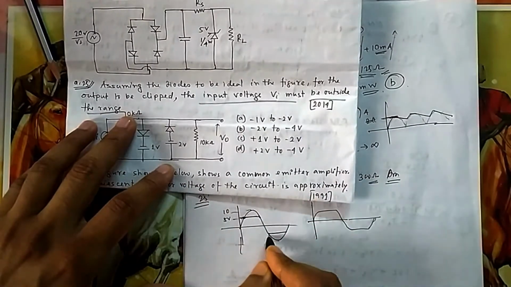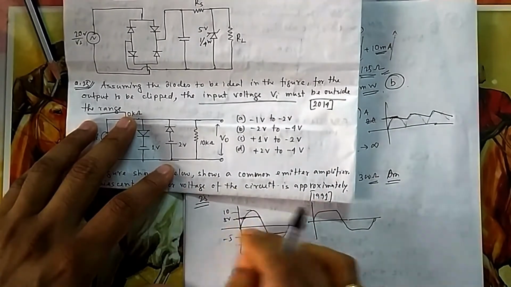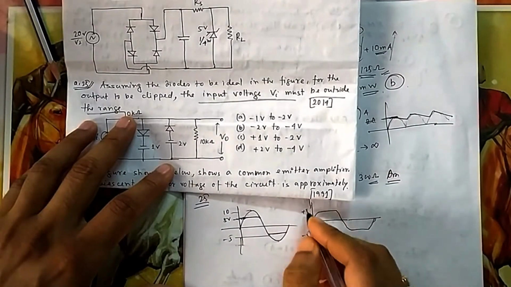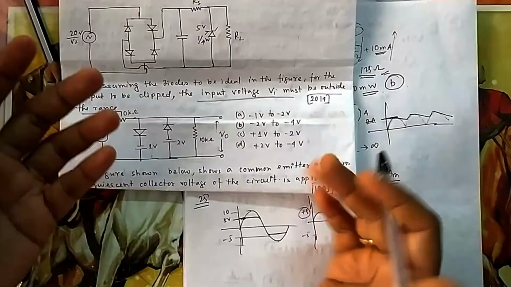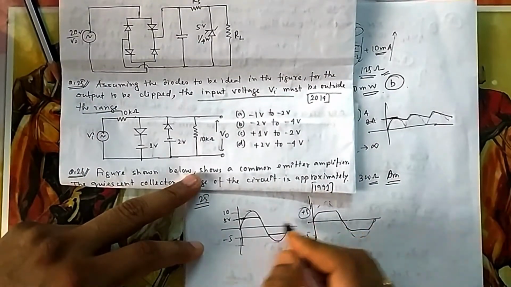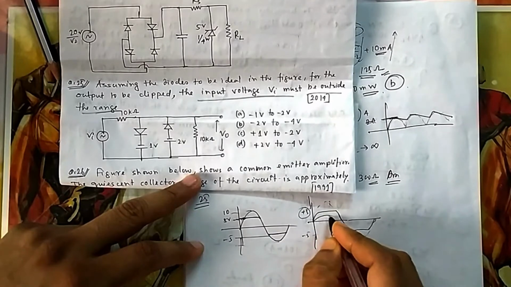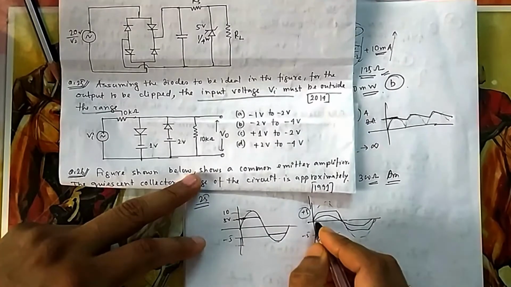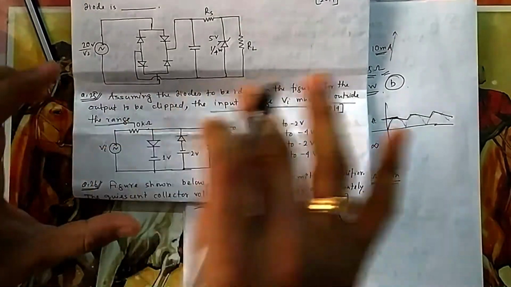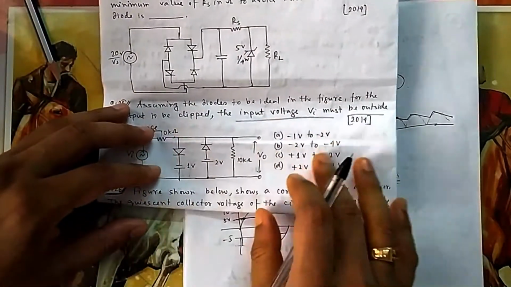Suppose it is clipped between 5 and minus 5. It is clipped at plus 5 and in the lower portion at minus 5. So my input voltage should be outside that plus 5 and minus 5. It should go beyond plus 5 and beyond minus 5. Then you can say that it is clipped. If my input voltage is less than that, then it will never be clipped. Because once it reaches 5, then this diode acts and the output voltage is fixed. That is the idea of clipper circuit.